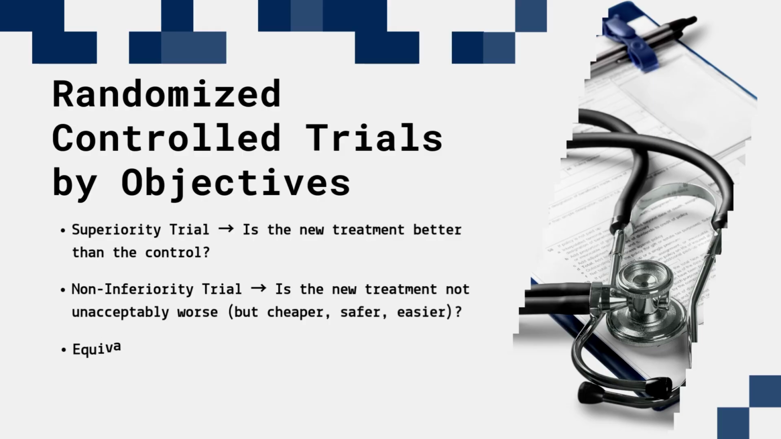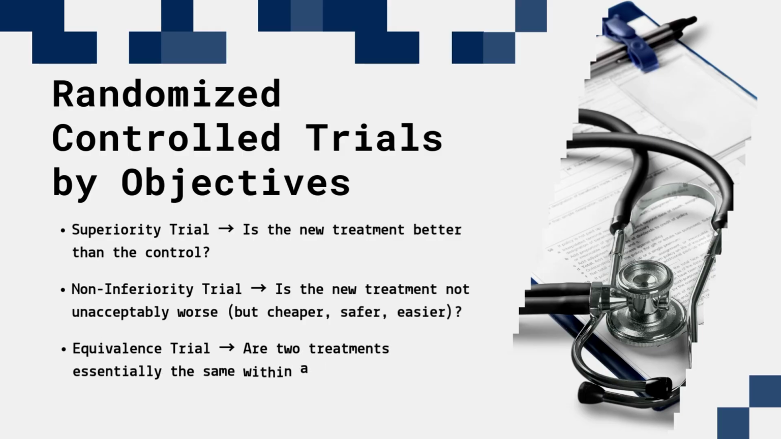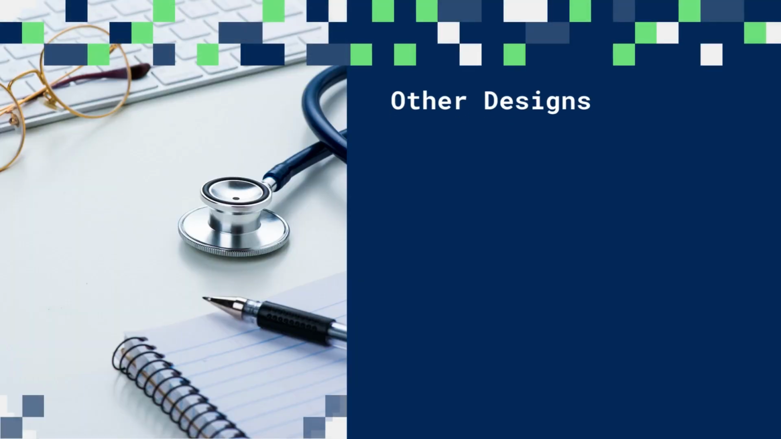An equivalence trial takes it one step further, aiming to prove that two treatments are essentially the same, within a very small margin. This is especially common when testing generic drugs against branded versions. These objectives are important because they define exactly what the study is trying to demonstrate and how the results will be interpreted. Beyond these main categories, interventional designs have some advanced variants.